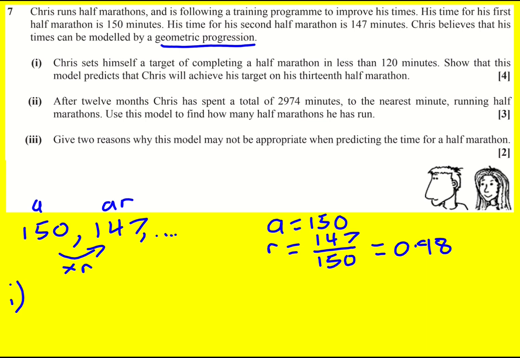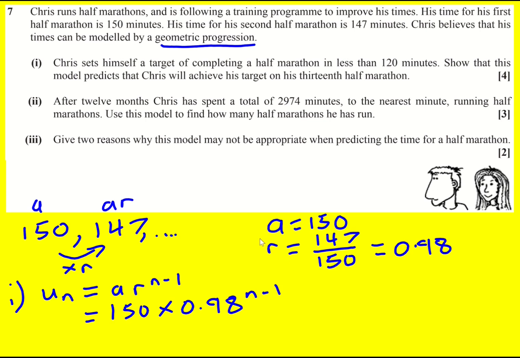Right, Chris sets himself a target of completing a half marathon in less than 120 minutes. Show that this model predicts that Chris will achieve his target on his 13th half marathon. So we can now write down the nth term of the geometric sequence is actually ar to the n minus 1. Because the first term has basically r to the power 0, and then it's r to the power 1 and so on. It's always 1 less than n. So in our case, it's going to be 150 times 0.98 to the n minus 1.